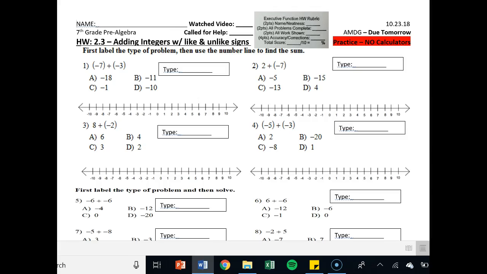Welcome to homework 2.3, adding integers with like and unlike signs. This is due tomorrow. No calculators. Put them away. All right.